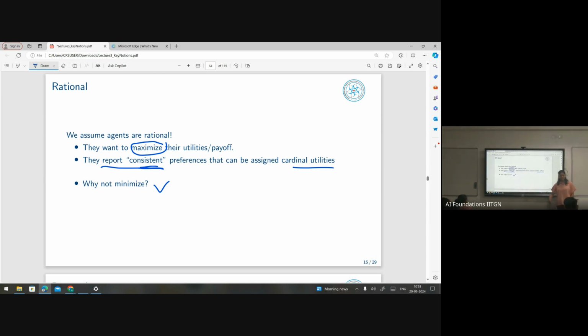Otherwise, you can come up with a utility theory wherein you are able to extract cardinal utilities about that consistency and then design your game. That's absolutely fine. But for the games and the kind of analysis that we are going to have, this is what is required.